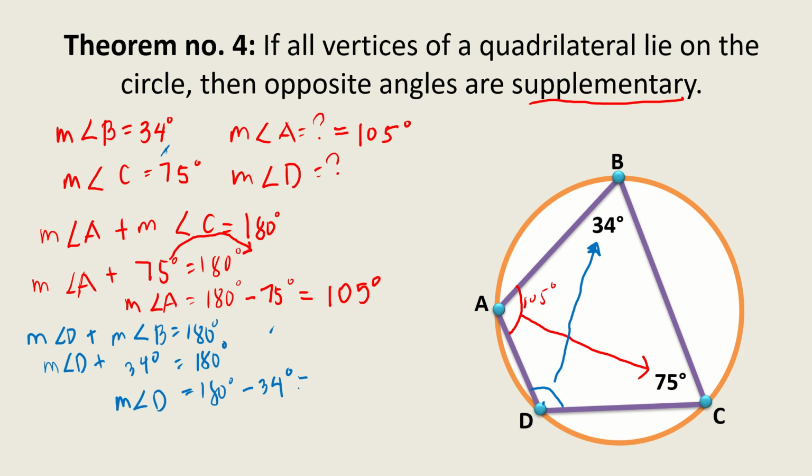Will give you, again, 180 degrees minus 34 degrees is 146 degrees. So therefore, the measure of angle D is equal to 146 degrees. Okay po, kasi nga they are supplementary. Kaya minus lang natin sa 180 degrees. Okay po? Okay, let's have example number 2.